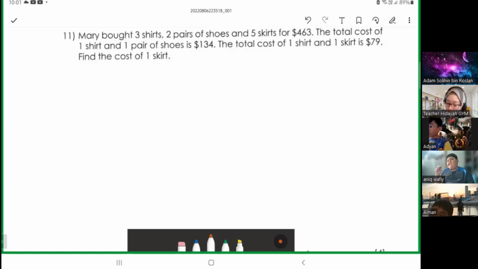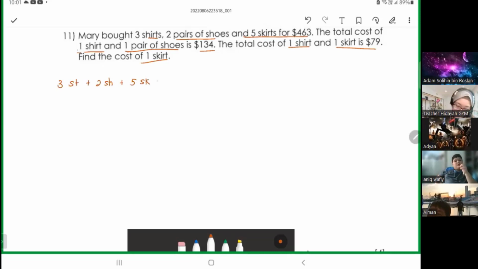All right, Mary bought 3 shirts, 2 pair of shoes, and 5 skirts for $463. The total cost of 1 shirt and 1 pair of shoes is $134. The total cost of 1 shirt and 1 skirt is $79. Find the cost of 1 skirt. So many different things. List them out first. If you have it in words like that, it's quite confusing. List them out first.